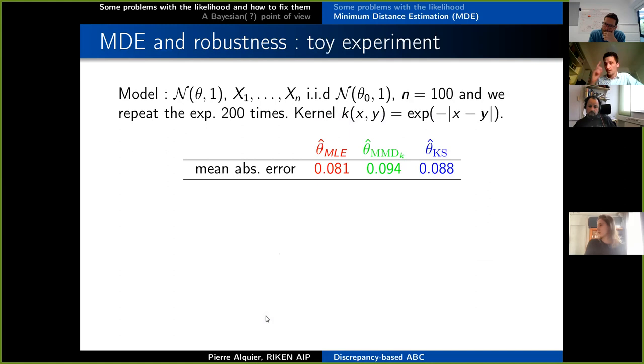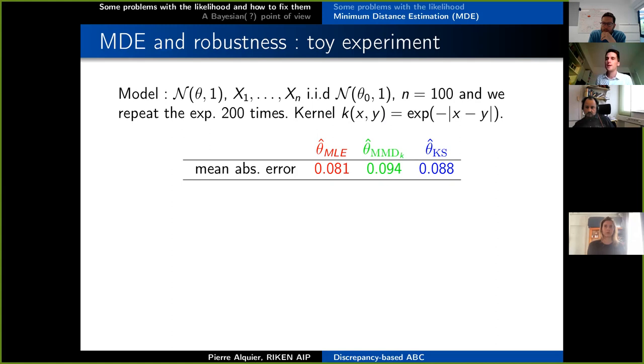The simplest simulation you can imagine: I took 100 observations from a Gaussian model with fixed variance one, and I just want to estimate the mean. I repeat the experiment 200 times and report the average mean square error of three estimators: the MLE, the minimum distance estimator based on MMD, and the minimum distance estimator based on Kolmogorov distance. When the observations come from the model, as expected, the MLE is slightly better. We know that it is asymptotically efficient. It reaches the Cramér-Rao bound, so we cannot really hope to improve on it.